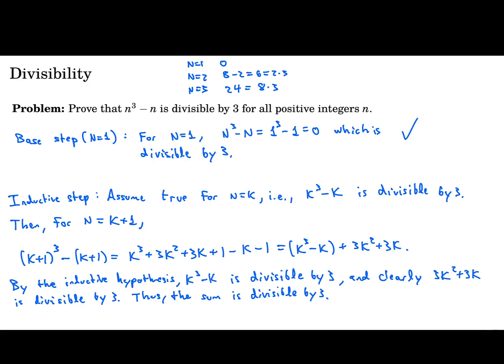Okay, so that means that by induction, let's recap: since we showed that this statement is always divisible by 3 for n equal to 1, and that if it's true for n equal to k then it's true for the next one, then by induction this will be true. So n cubed minus n is divisible by 3 for all positive integers.